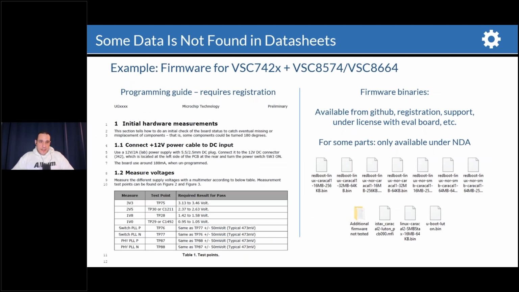Some other data that's not found in datasheets, of course, is the firmware. So one pair of components that I use a lot for lower speed networking equipment is the VSC742X and then the VSC8000 series expansion PHYs. These are Vitesse components. They are actually available now from Microchip, since Microchip purchased Vitesse. And here, one of the important pieces of information is the programming guide. So the programming guide, again, is not found in the datasheet. It's actually its own document.